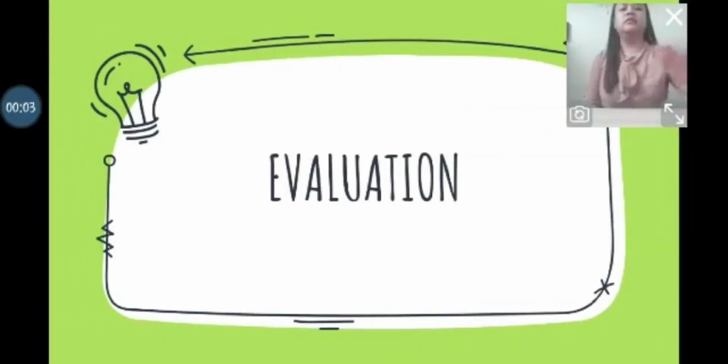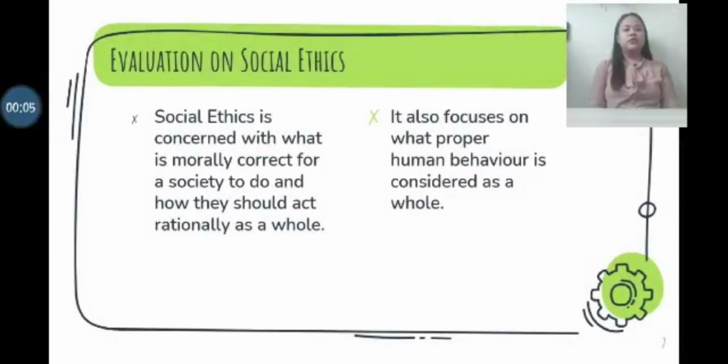Evaluation of social ethics. Social ethics is concerned with what is morally correct for a society to do and how they should act rationally as a whole. It also focuses on what proper human behavior is considered as a whole. In today's world, social problems such as racial discrimination and using drugs for fun are happening as if they are a normal habit. So right now, it is essential to practice social ethics, or doing what we know is morally correct, in order for us to live peacefully, happily, and without any regret.